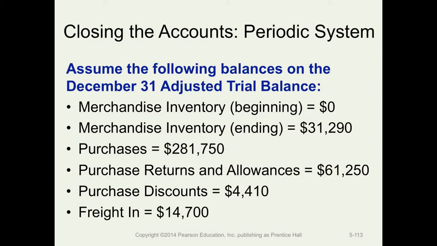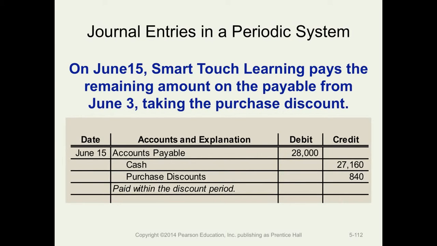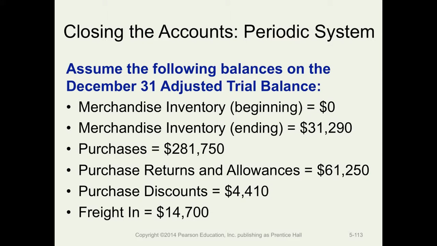Now, let's do another illustration. And let's assume that you go to the trial balance and you find that merchandise inventory has a 0 beginning balance. So maybe it's your first year of operations. The ending inventory is $31,290. And that was determined by a physical count. So this is a physical inventory. And that's the ending inventory.